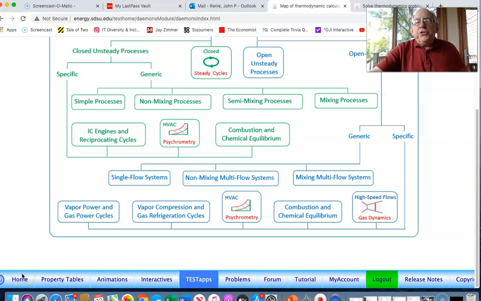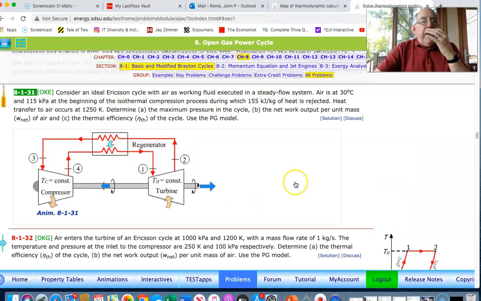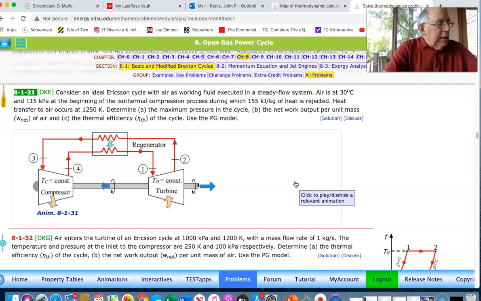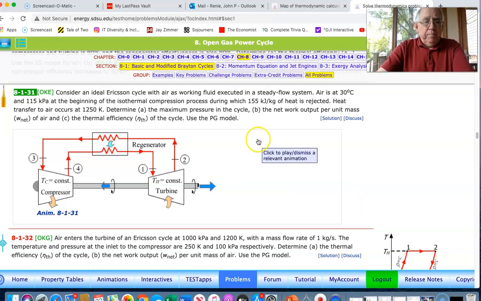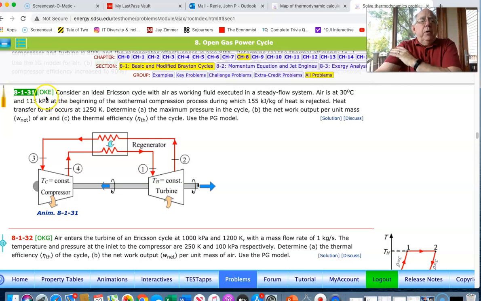Okay, now we're ready to solve the remaining problem. The remaining problem is out of chapter 8, 8-131. It is the ideal Ericsson cycle, operating as the ideal Ericsson cycle, and it's letter (e).